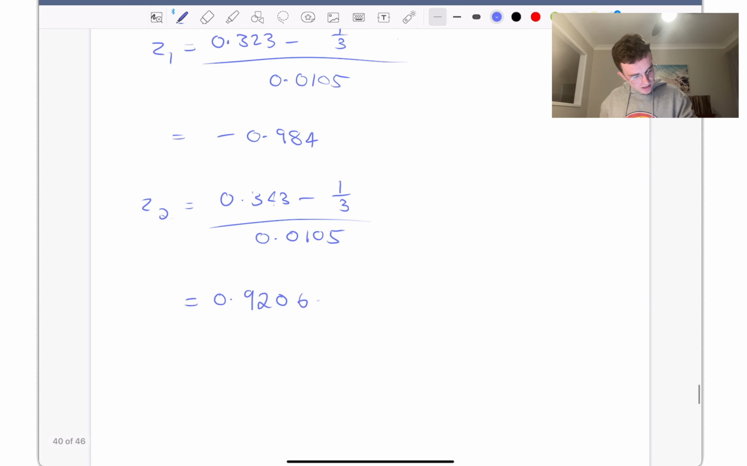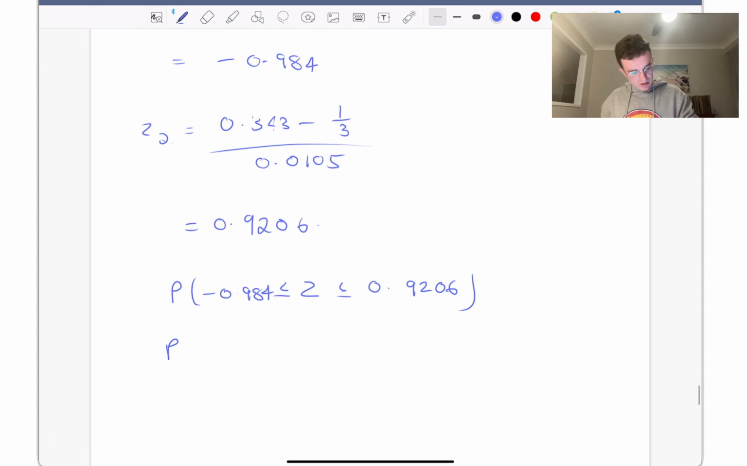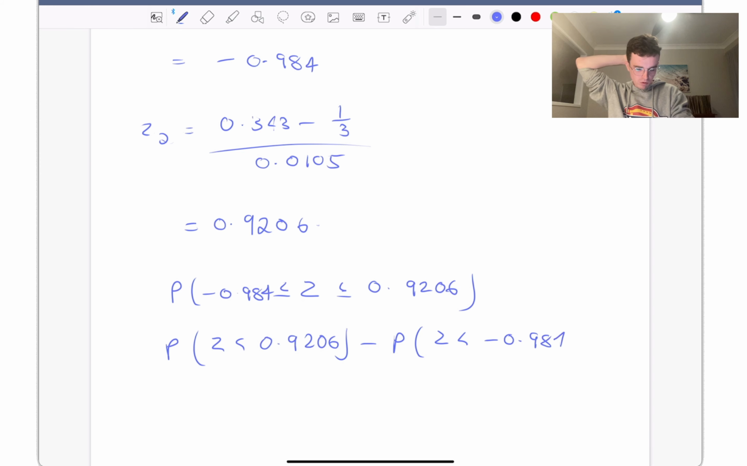Okay, so really we're looking at the probability that Z is in between minus 0.984 and 0.9206. So we're going to use our Z-score table to find the probability that Z is less than 0.9206 minus the probability that Z is less than minus 0.984. And if you use your Z-score table, you're going to get 0.66.